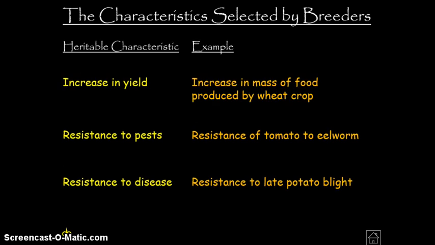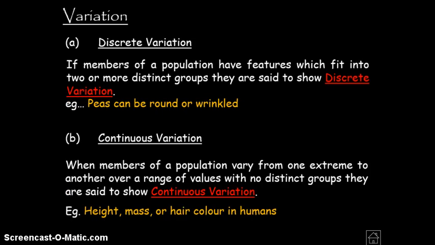The characteristics selected by breeders would include increase in yield, resistance to pests, and resistance to disease. Genetic variation plays a very important role in this. There are two types of variation: discrete variation, which are features usually controlled by a single gene that do not cover a range of values, or continuous characters, which show continuous variation, which are usually controlled by more than one gene, covering a range of values.